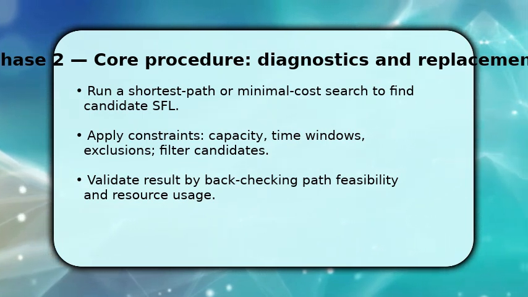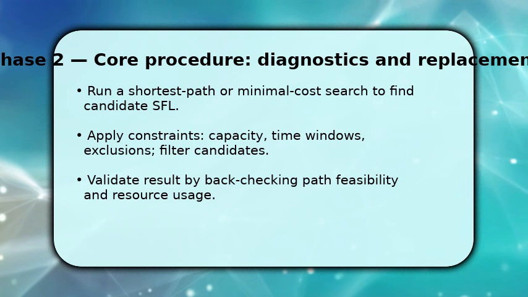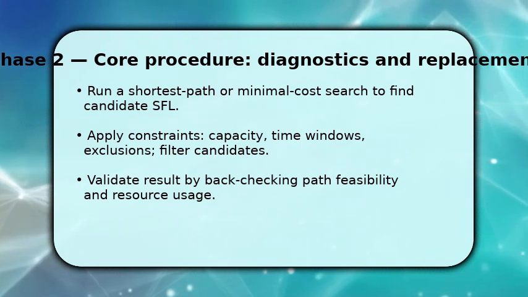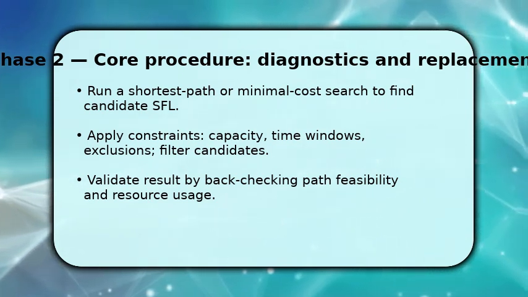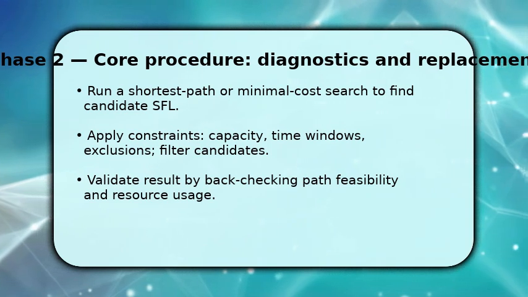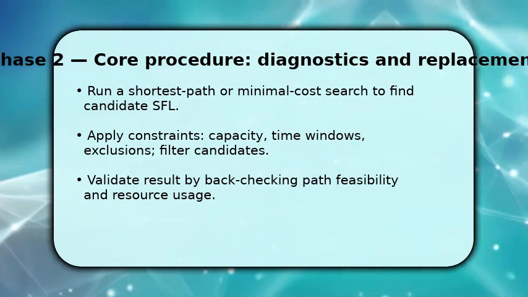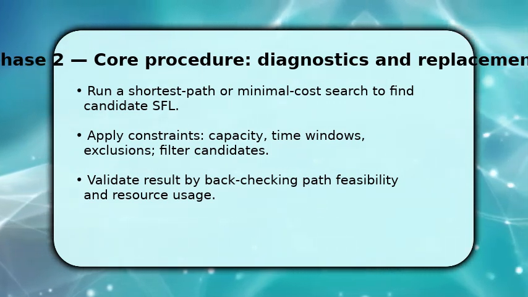Then validate by simulating or backchecking resource usage along the chosen path, because a short path that violates constraints is useless. If multiple candidates tie, choose by secondary metric like latency or cost.